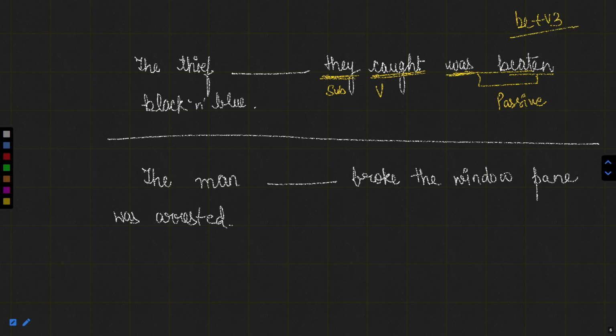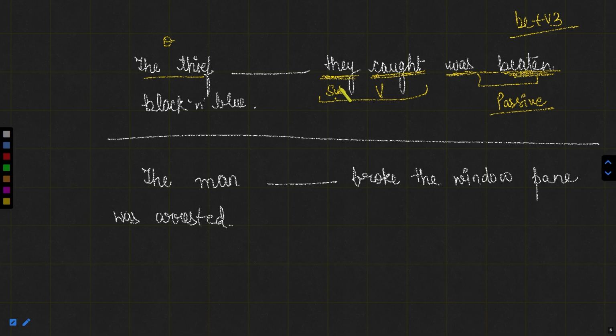And here you can see that after "was" we have the word "beaten", which is the verb's third form. So this part of the sentence is passive voice. We should not focus on the passive voice; the thing that matters is the active part of the sentence. So "they caught" is an active voice sentence. In "they caught", "they" is the subject and "caught" is the verb. Now, whom did they catch? They caught the thief. So the thief is playing the object here.